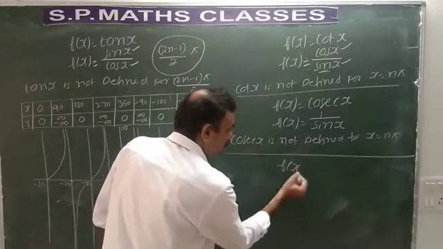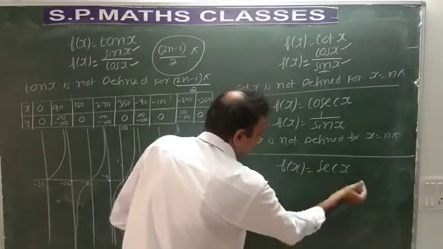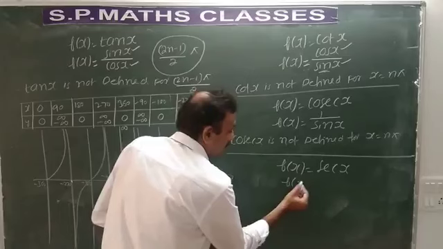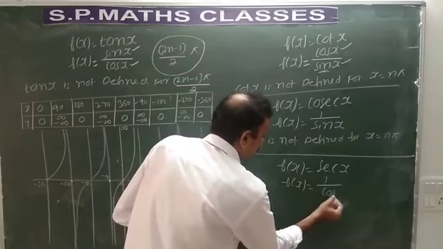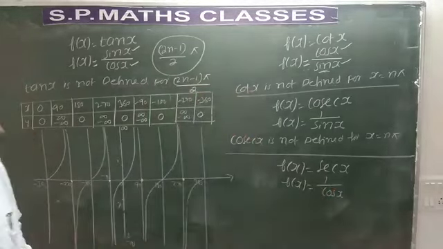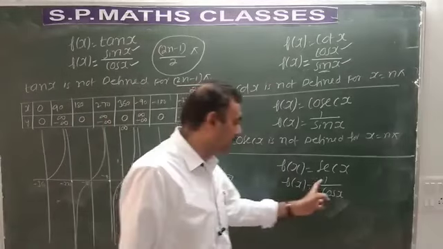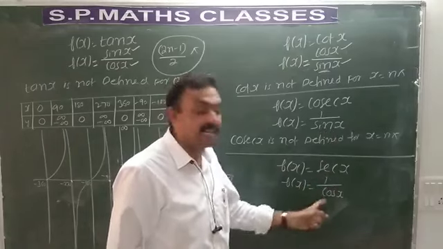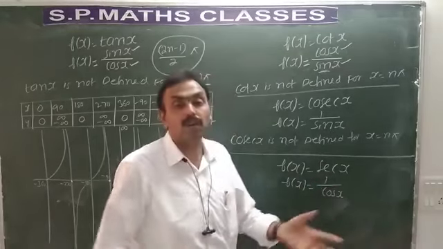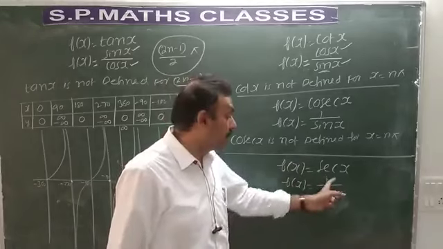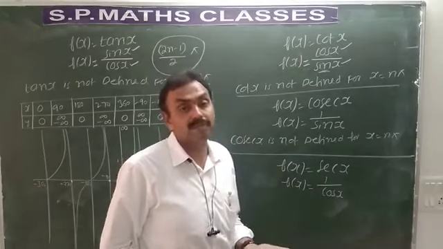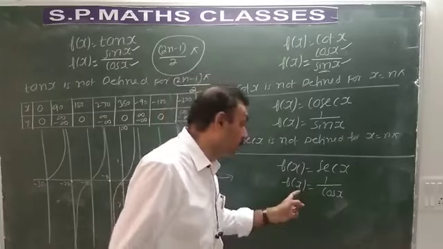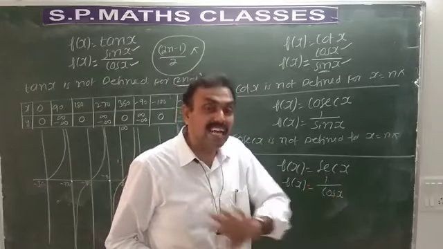Next, f of x is equal to secant x. How to write f of x is equal to secant x? Secant x can be written as 1 by cos x. Understood? 1 by cos x. The numerator is 1, a constant function which is said to be continuous. The denominator is cos x, and we have proved it is continuous. And we know by the algebra of continuous functions that the quotient of two continuous functions is continuous. So f of x is equal to secant x is continuous.